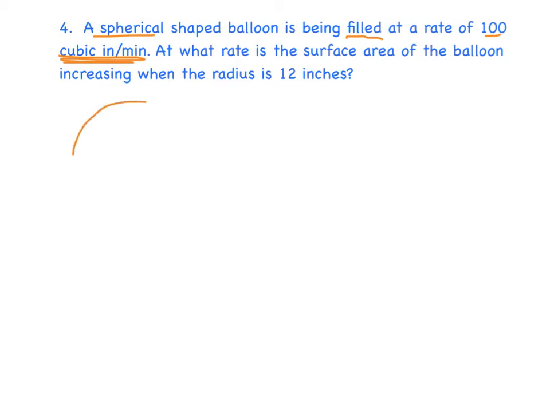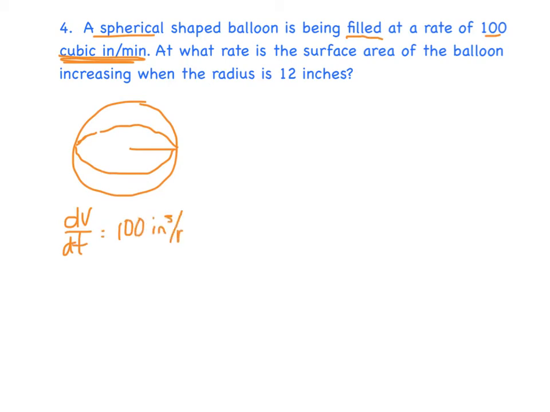All right, so we're talking about a spherical shaped balloon, and it's being filled at a rate. So we already talked about that. That means that's dV/dt, and that's 100 cubic inches, so inches cubed per minute. At what rate is the surface area increasing? So they want dS/dt. That's what's unknown to us. Increasing when the radius is 12. So they give us the radius to be 12.